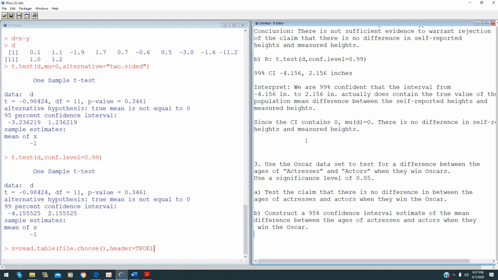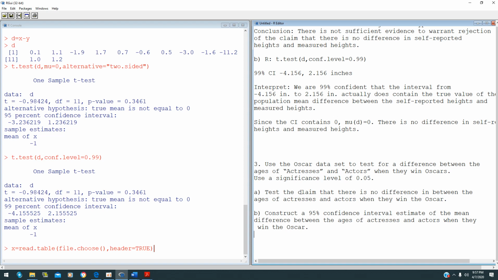This is 9.3 for statistics, testing hypotheses and finding confidence intervals for two dependent means, or matched pairs. In this case, we are in question three. It's saying to use the Oscar dataset to test for a difference between the ages of actresses and actors when they win the Oscars, using 0.05 as the significance level.